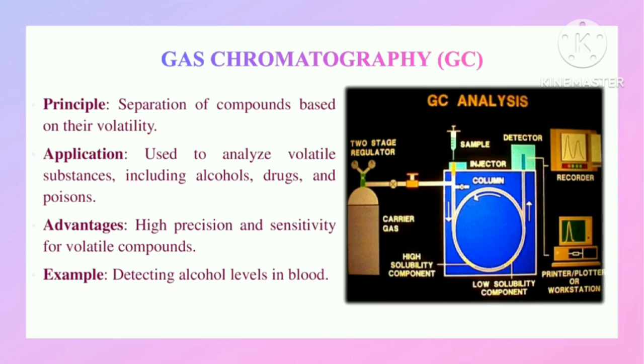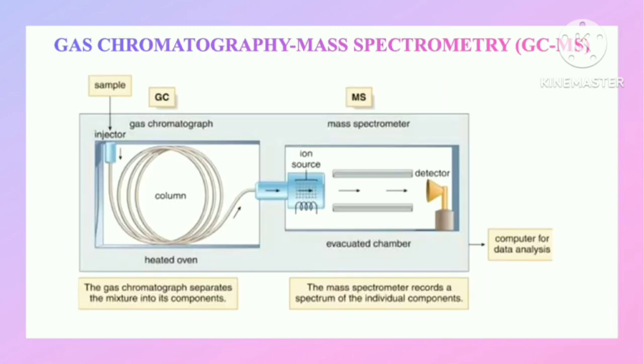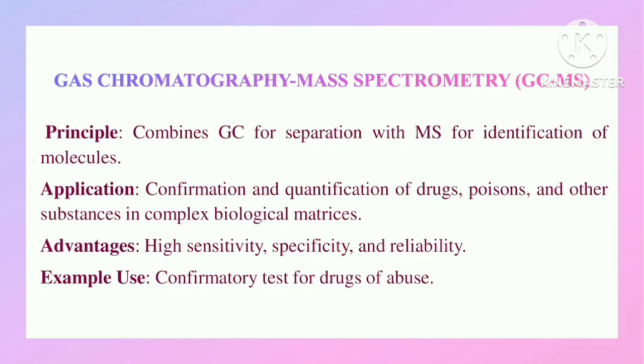Moving on to another technique, GCMS or gas chromatography mass spectrometry. As the figure depicts clearly, this technique is a combination of GC and MS. Here the sample, after getting separated in the GC column, gets eluted and enters directly into the mass spectrometer, where the molecules are further ionized and detected by the detector. Since GCMS is a combination of GC and MS, the principle is also a combination: separation and identification of molecules from complex biological matrices.